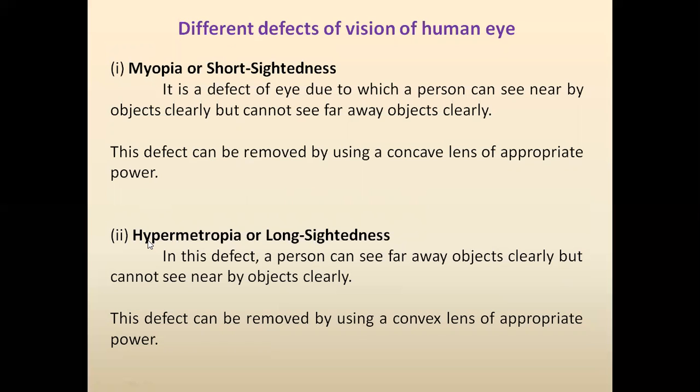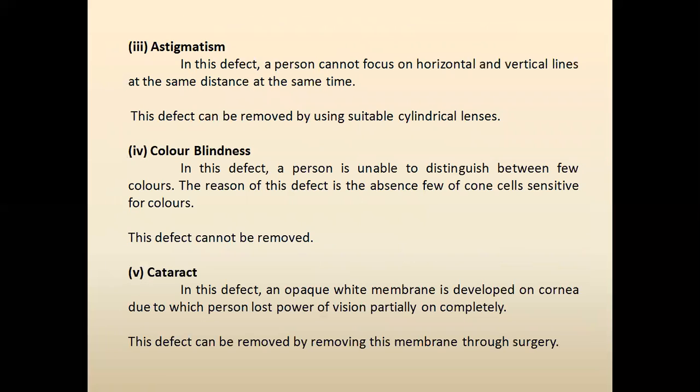Hypermetropia: in this defect, a person can see far away objects clearly but cannot see near objects. So this defect can be removed by using a convex lens. Another defect of the eye is astigmatism. In this defect, a person cannot focus on horizontal and vertical lines at the same distance at the same time. This defect can be removed by using a suitable cylindrical lens.